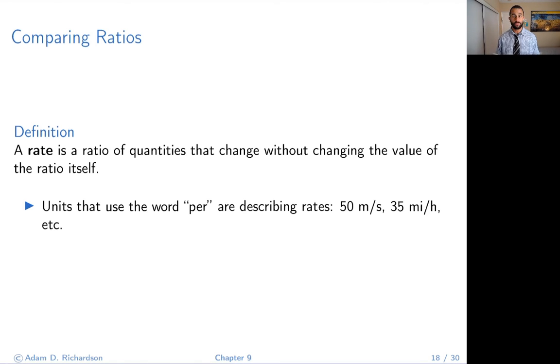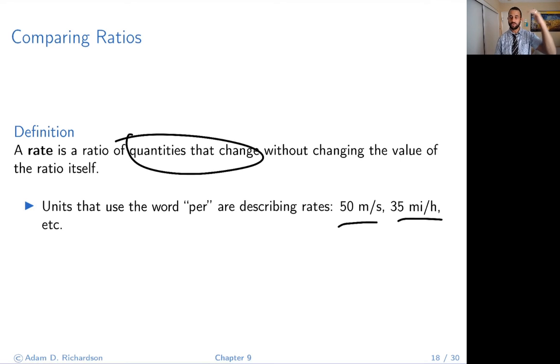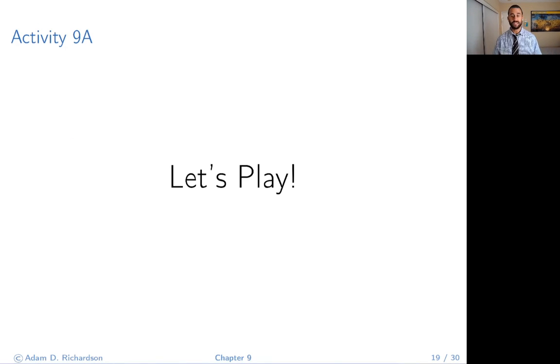So another definition: a rate is just a ratio of quantities that change without changing the value of the ratio itself. In particular, these types of things are rates: 50 meters per second, 35 miles per hour. Those are rates. The quantities change, but the ratio doesn't change. So the numerator and the denominator might change, but that actual ratio remains fixed. That's what a rate is. Okay, and that's it.